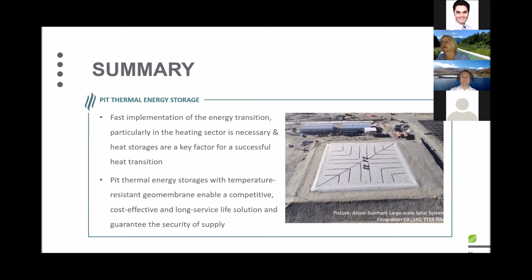With these pit thermal energy storages, we have a fast implementation of the energy transition. So we are doing something for the environment, particularly in the heating sector. This is necessary, and heat storages are a key factor for a successful heat transition here. The pit thermal energy storages with temperature-resistant geomembranes enable a competitive, cost-effective, long service life solution, and they guarantee the security of energy supply. So we have an efficient and economical use of innovative sealing products and a practical, simple system configuration.